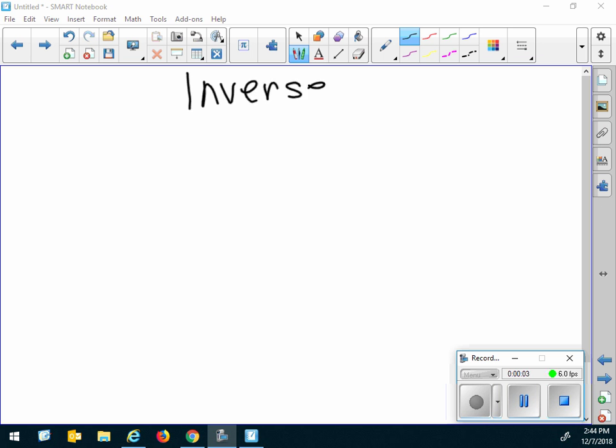Today's lesson is on inverses. Now, here's what I want you to do. On the back of this little booklet, which you're going to be taping or gluing into your notebook, you can write on the back of it.